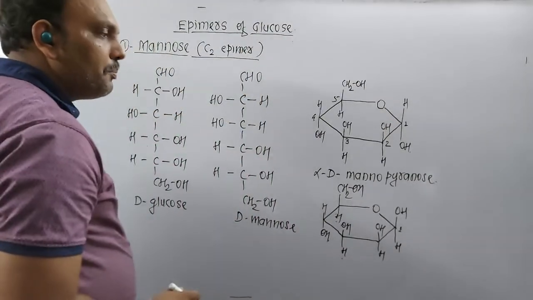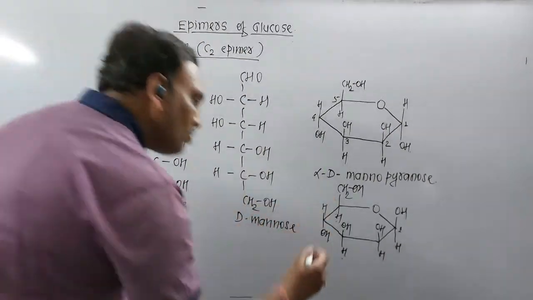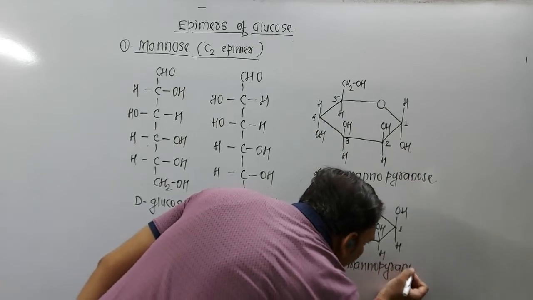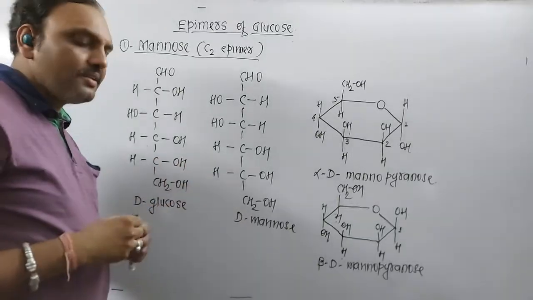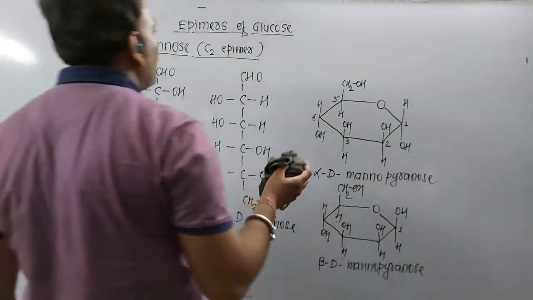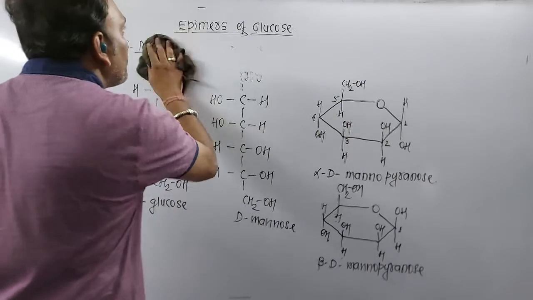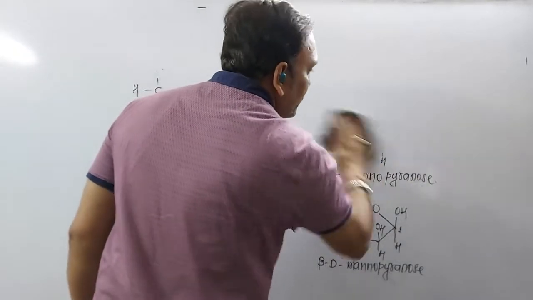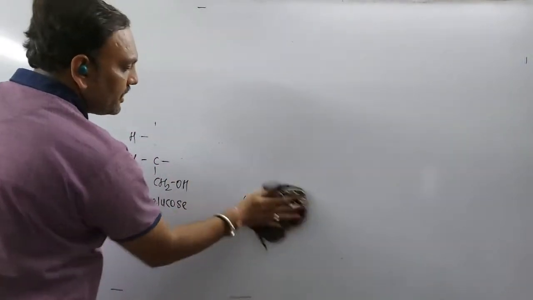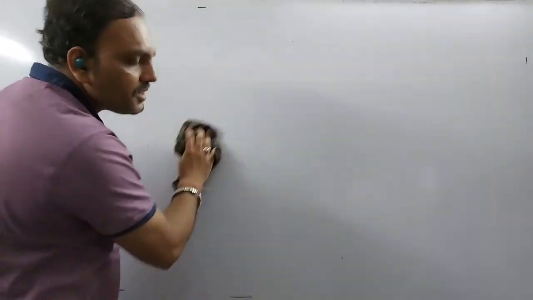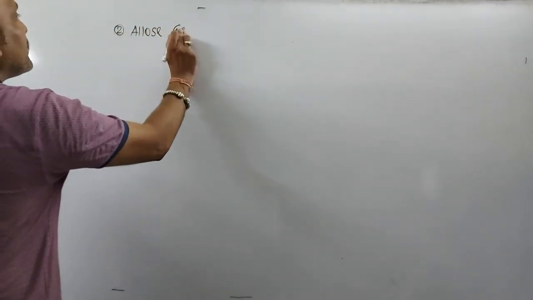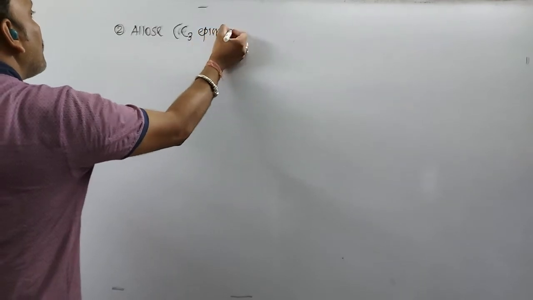Now, this happens to be the beta anomer of what? Mannose. So this is beta-D-mannopyranose, as we are dealing with the pyranose structure. So this is nothing but the first epimer of glucose. Now let's discuss the C3 epimer. This was the C2 epimer of glucose. Now remember, the C3 epimer is the epimer which has a different configuration at carbon number three. And remember, the C3 epimer of glucose is popularly known as allose. So let's discuss allose. It is none other than the C3 epimer of glucose.